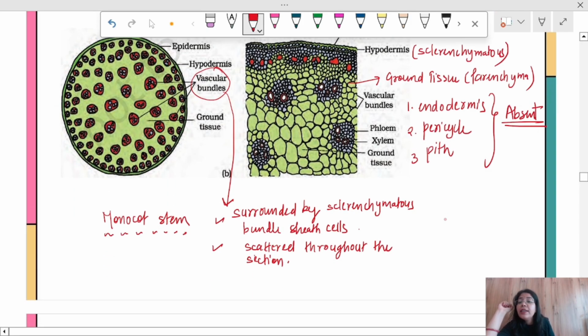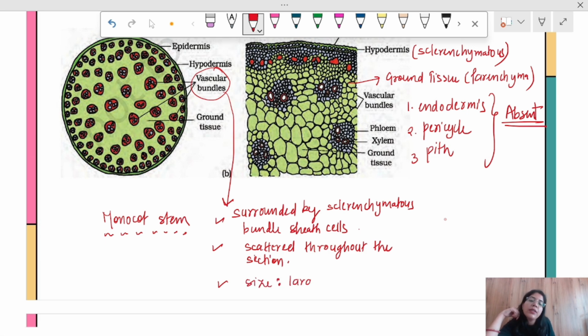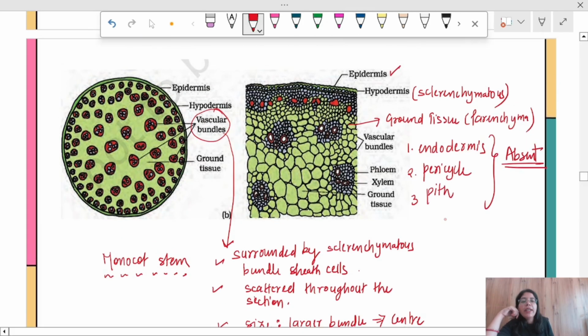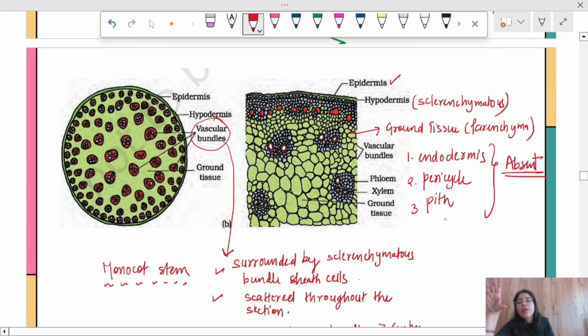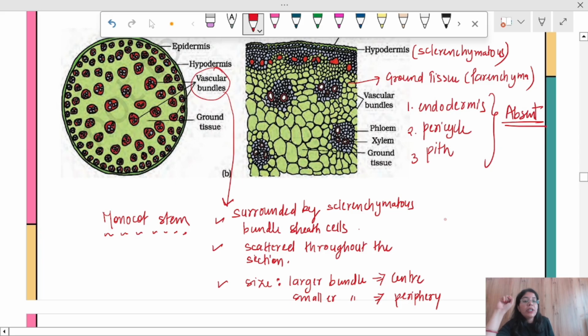And just look at their size also. There is a difference in size, right? Larger bundles are present where? Just see the image and tell me. Larger bundles are present in the center, right? And smaller bundles are present where? Towards the periphery. Okay, fine. Understood?